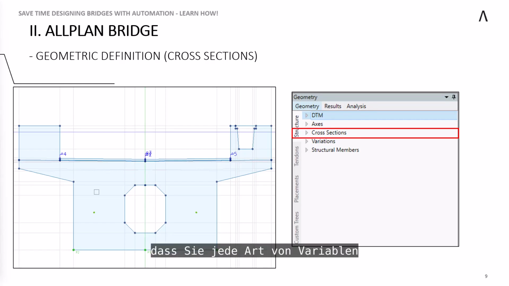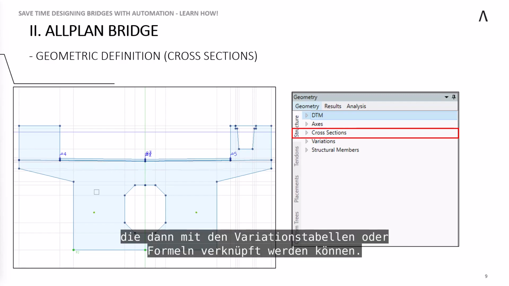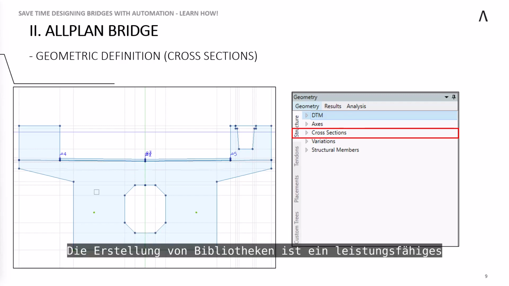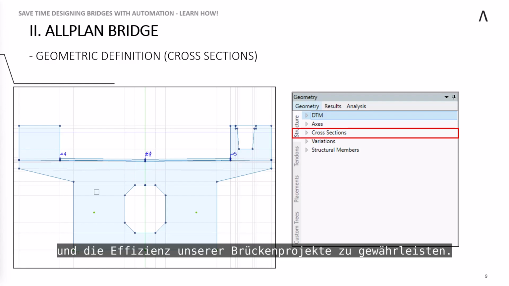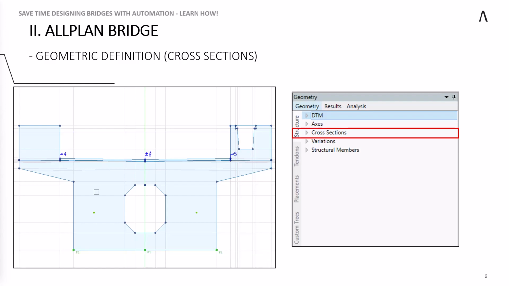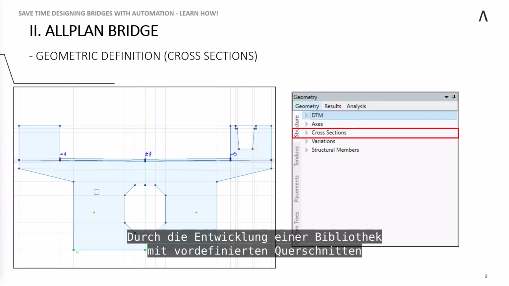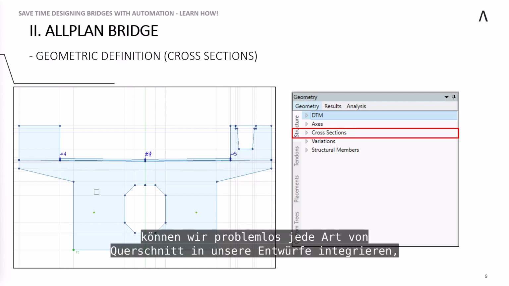Please keep in mind that you can define any kind of variable to these lines and points, then these can be linked to the variation tables or formulas. Creating libraries is a powerful tool in parametric design that allows us to overcome design challenges and ensure efficiency in our bridge projects. By developing a library of predefined cross-sections, we can easily integrate any kind of cross-section into our designs, regardless of the varying road geometries and element dimensions.